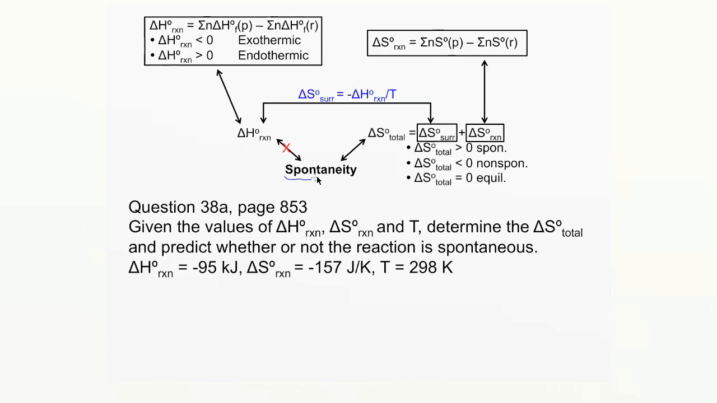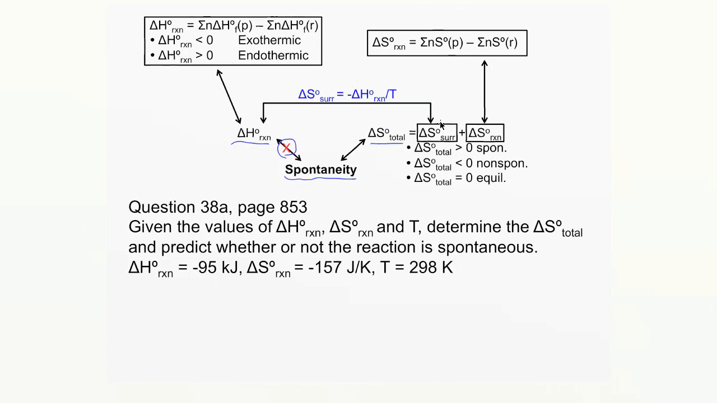if you want to know whether a reaction or process is spontaneous or not, you cannot use the enthalpy change of the reaction to decide, right? The red cross here. And you have to use the delta S total for the reaction process to determine. In order to calculate the delta S total, you have to calculate the delta S surroundings and delta S reaction.